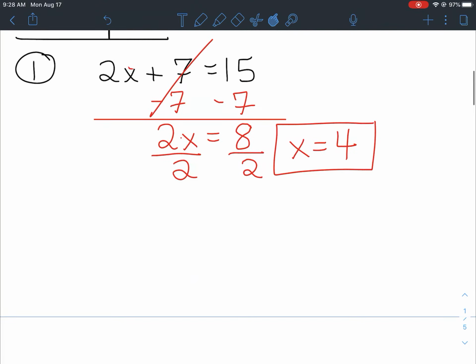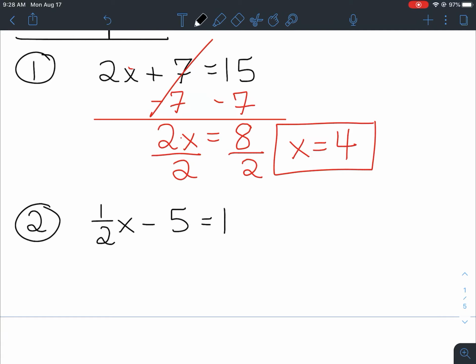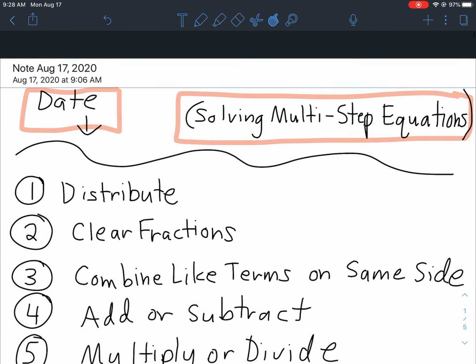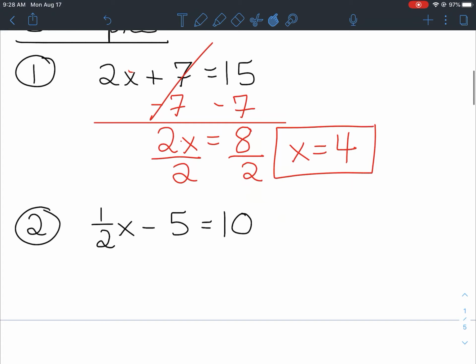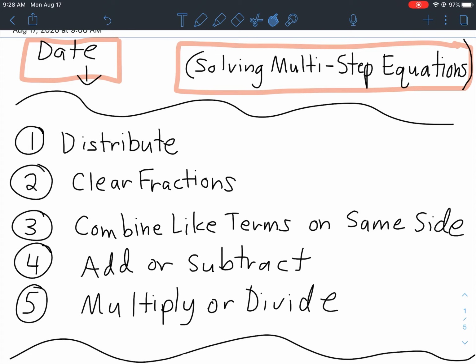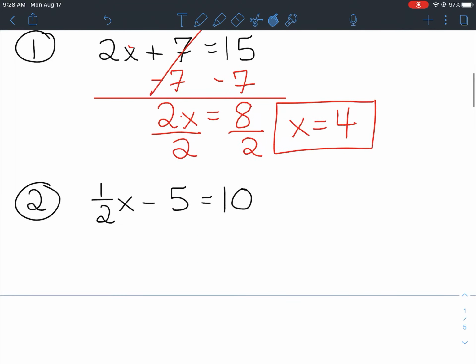Okay, moving on to the second problem. And remember, you can pause this video anytime if you need more time on the problems. The next problem is 1/2 x minus 5 equals 10. So if you look at our steps here up top, the first thing we're looking for is to distribute. Well, you're definitely not going to distribute here. There's just nothing to distribute. It says clear fractions as step 2. Well, I do see a fraction. I see 1/2 here.